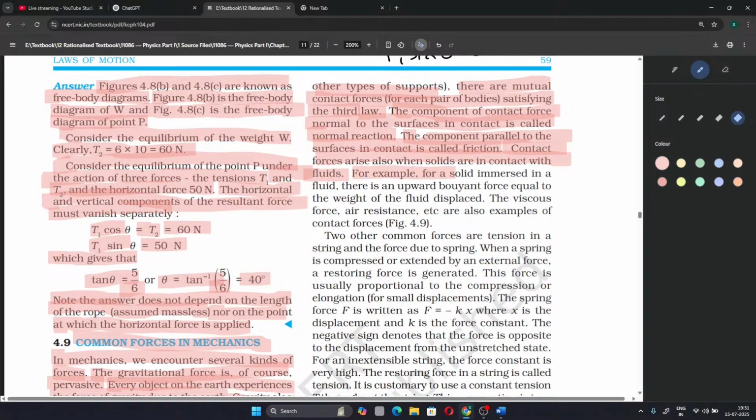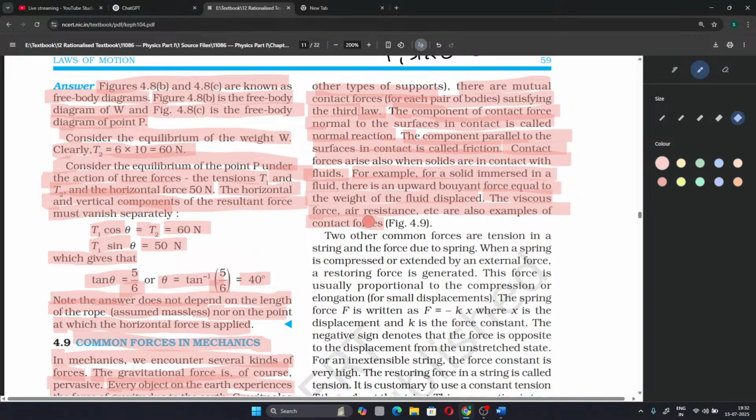For example, for a solid immersed in a fluid, there is an upward buoyant force equal to the weight of the fluid displaced. The viscous force, air resistance, etc. are also examples of contact forces. Basically, a solid also experiences a force due to a liquid, as in the case of buoyancy, which is the force experienced by an object immersed in a liquid, equal to the weight of the liquid displaced.